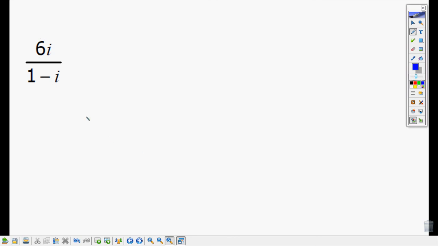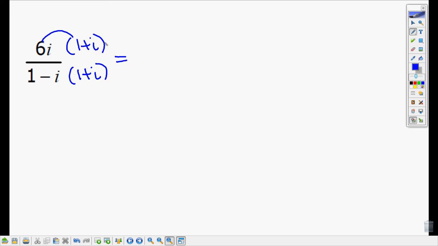Okay? Now, I don't have just a single i in the denominator. I have a binomial. To get rid of a binomial, I have to multiply by the conjugate. Okay? So I'm going to do 1 plus i. That is the conjugate.